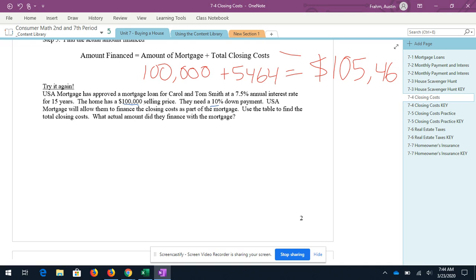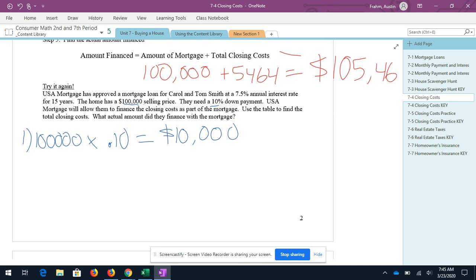So what we're going to do in step one is to find that down payment amount by taking the selling price of the house, 100,000, multiplying it by the down payment percentage as a decimal, which is 0.10, and we get $10,000.